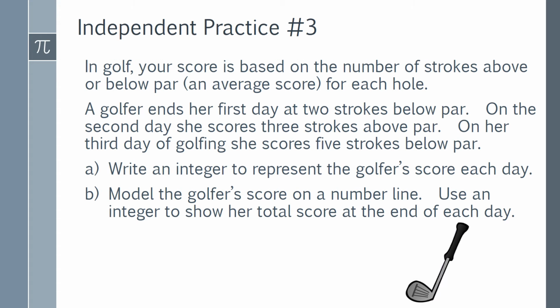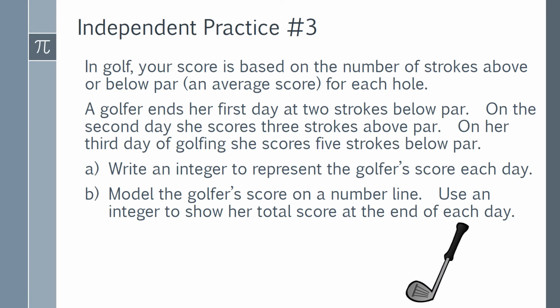Independent practice number 3. In golf, your score is based on the number of strokes above or below par for each hole. A golfer ends her first day at 2 strokes below par. On the second day, she scores 3 strokes above par. On her third day of golfing, she scores 5 strokes below par.